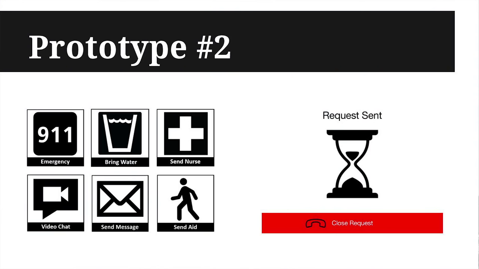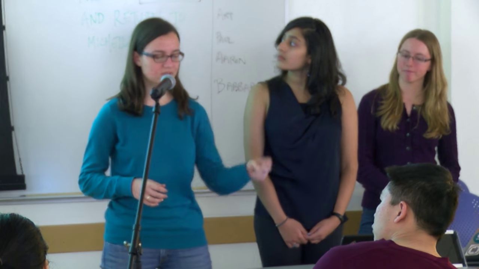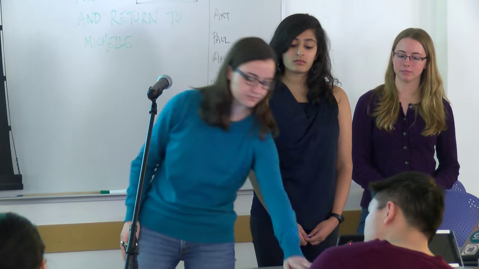With this in mind, we moved on to our second iteration. You can see the difference in icons, with the black and white, higher contrast. We now have video chat and send message as two special icons that we hadn't implemented yet. The other four buttons lead to the request sent screen that you see on the right-hand side, which also gives the option to close the request.